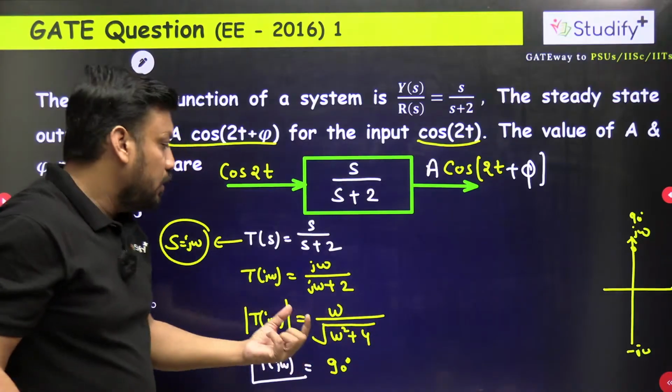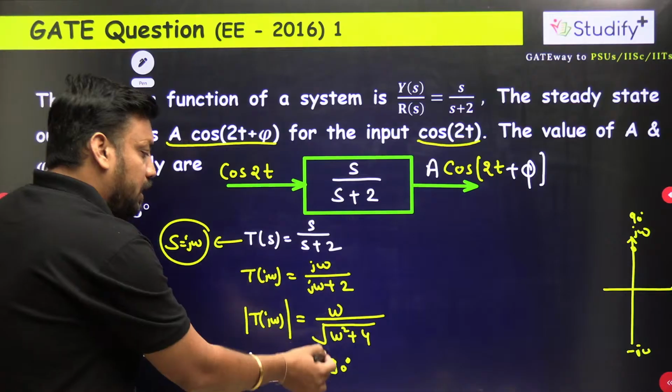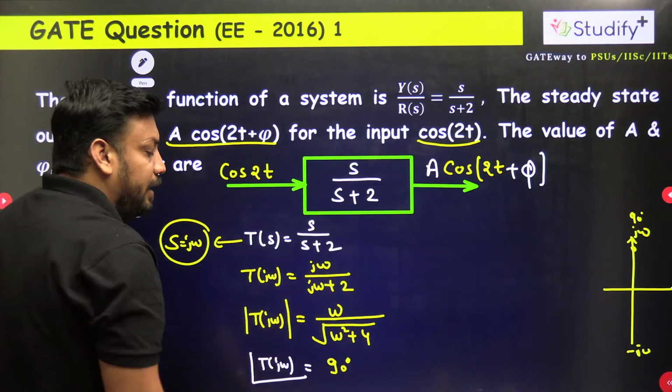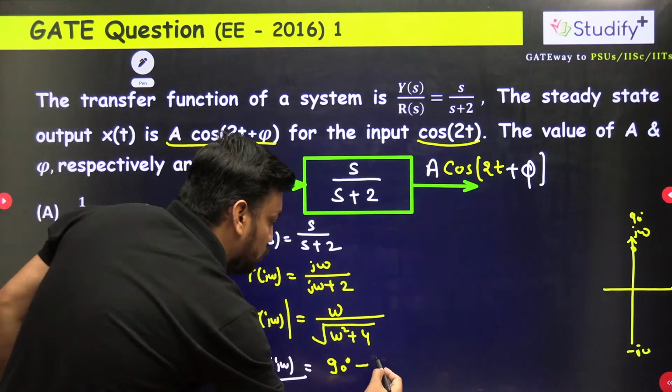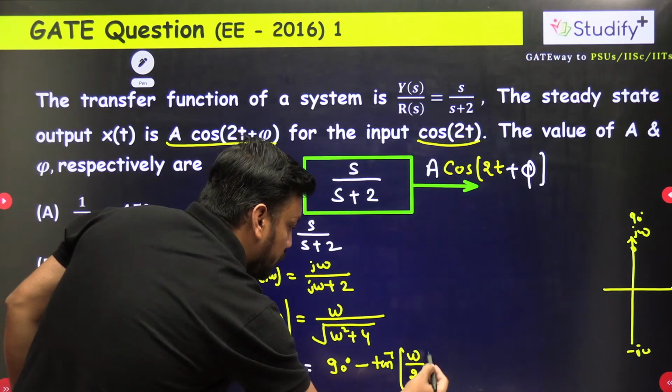Yes. Now tell me, J omega over J omega plus 2. Now tell me, J omega equal to 90 degree. J omega plus 2, what is the angle of this? Is it the angle tan inverse imaginary upon real? So when this angle shifts in the numerator, you should get minus tan inverse omega by 2. Is it clear or not?